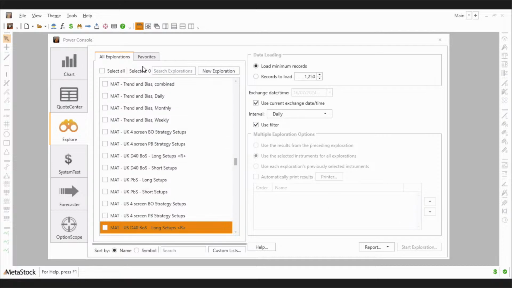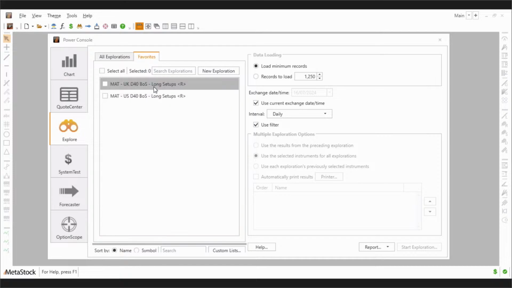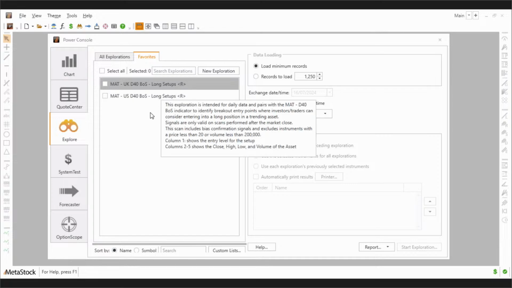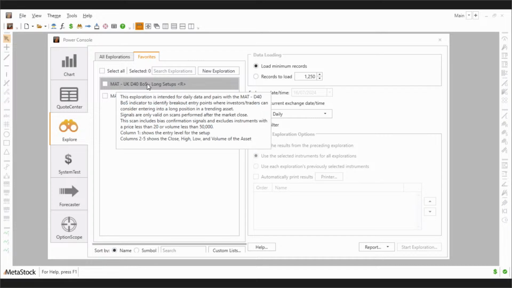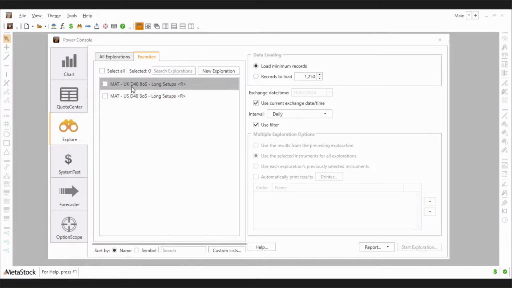What we do, and what I like, this is a new feature as well, is in the top here, you can see there's another tab called favorites. What it allows me to do is to favorite the scanners that I use the most. So what you can see is that breakout signals and pullback signals, breakout signals for UK markets and breakout signals for US markets. These are the two scanners that I am using the most right now, given market conditions.